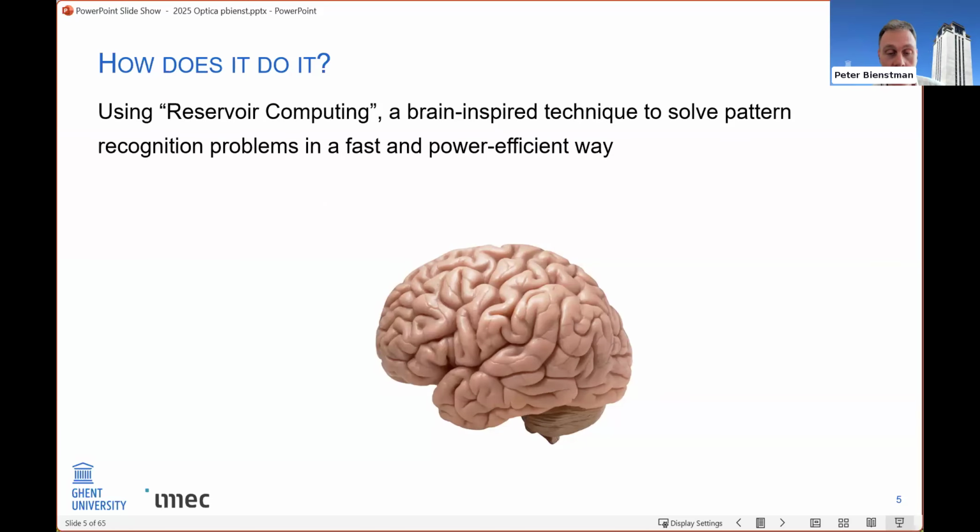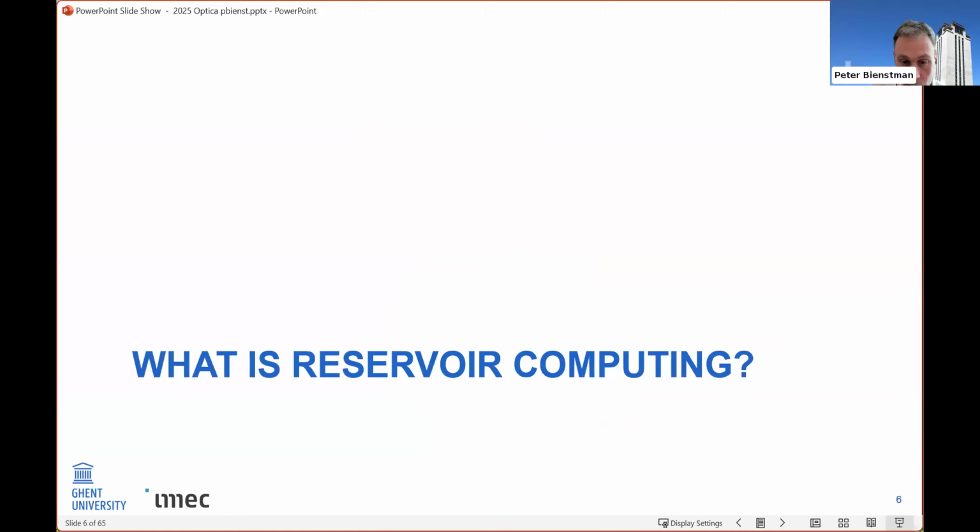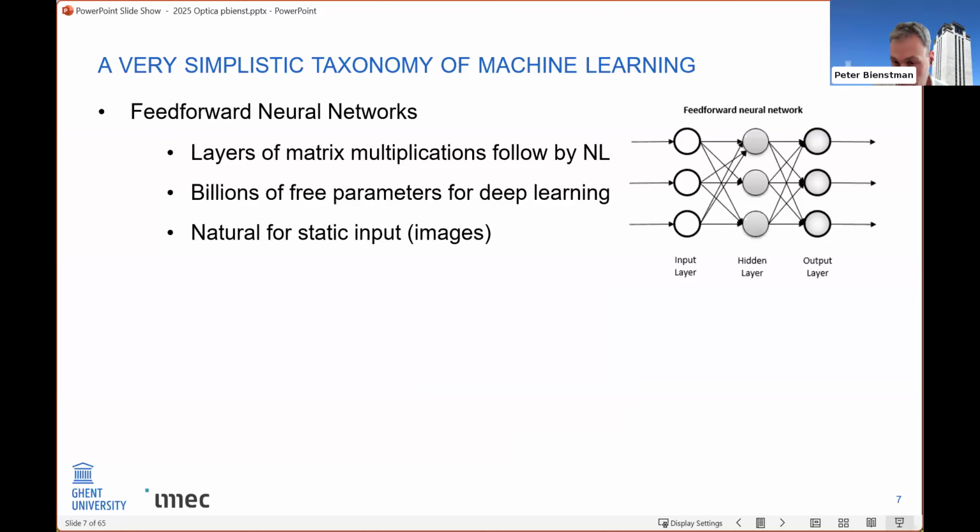And the way we do this is by taking an inspiration from the field of machine learning, namely the reservoir computing paradigm. Now, what is reservoir computing and how does that fit in the larger zoology of different machine learning paradigms that exist nowadays? So obviously, if I make a very grave oversimplification, on the one hand, we have the feed-forward neural networks, which is basically where most of the research is happening nowadays.